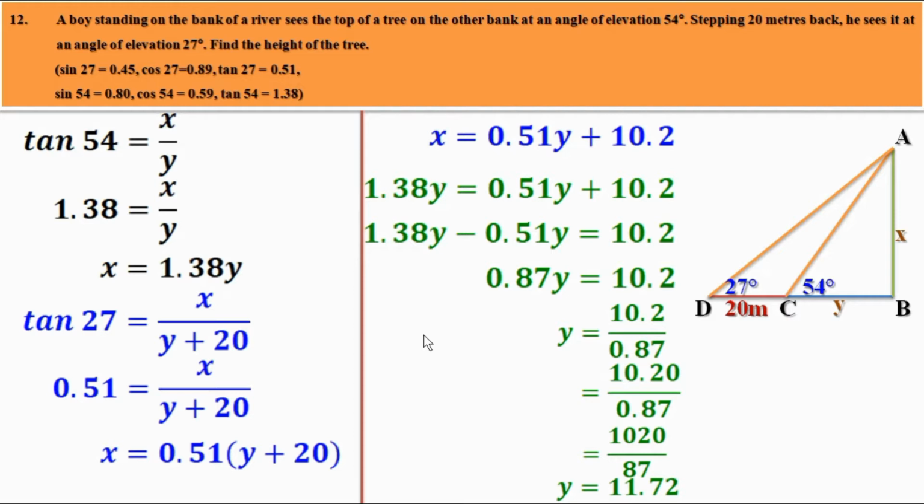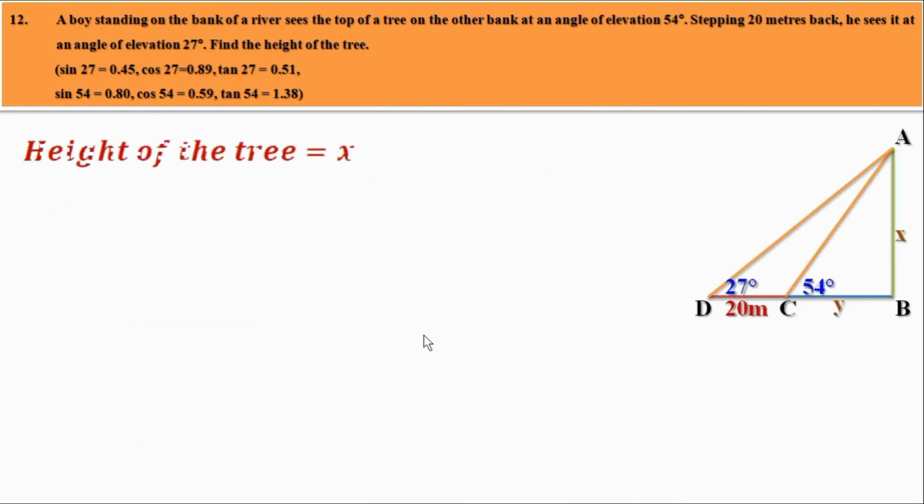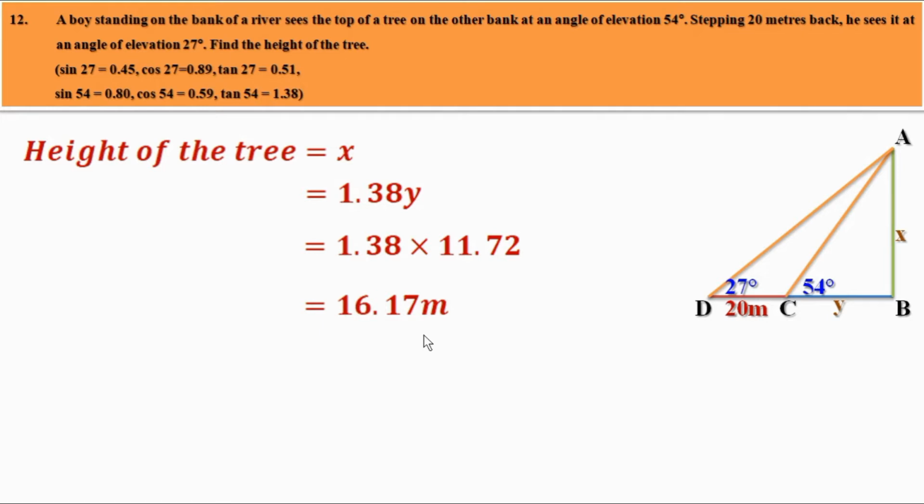Now we got the value of y. We need to find height of the tree, or that is equal to x. Height of the tree equal to x, and we have already got x equal to 1.38y. Now we got y as 11.72. So that is equal to 1.38 into 11.72. Multiplying, we will get 16.17 approximately. That is height of the tree equal to 16.17 meters.